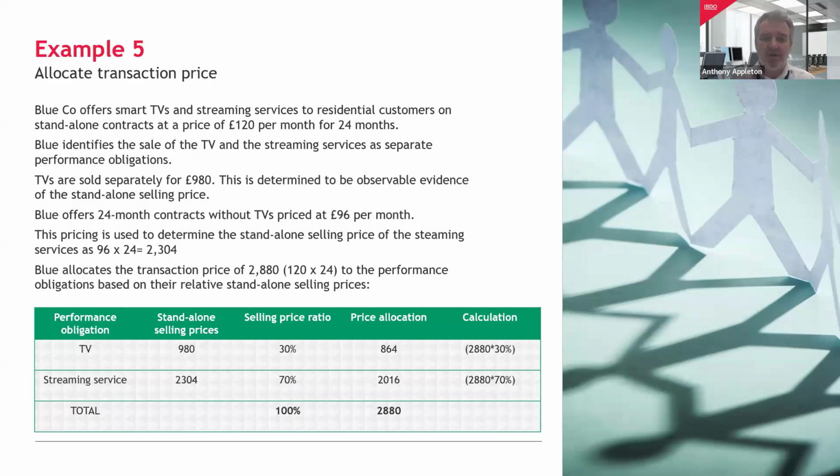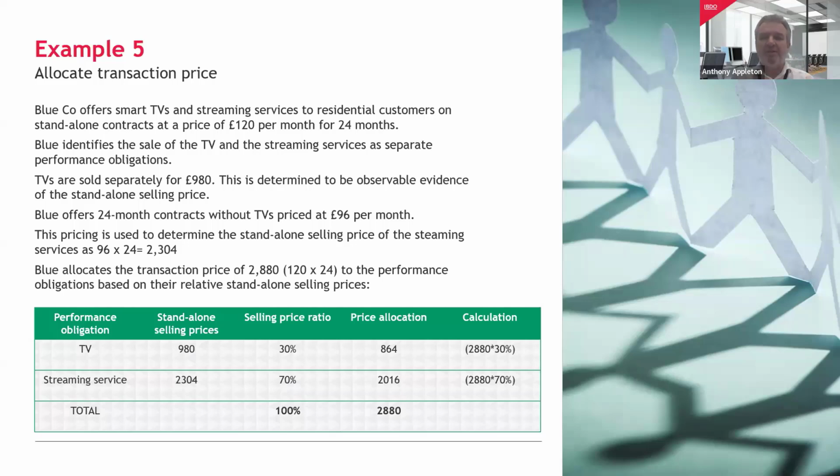And we also offer 24-month contracts without TVs priced at £96 a month. So we've got £980 for the TV. Over 2 years, the total amount for the streaming would be 96 times 24, which is 2,304. So we need to allocate the amount we're charging, 24 times 120, according to those two standalone prices. And that's what the table at the bottom is doing. So in the second column, they are the selling prices. If we look at their relative size, that's a 30 to 70 ratio between the two.